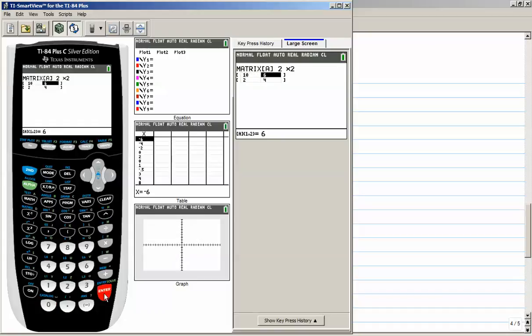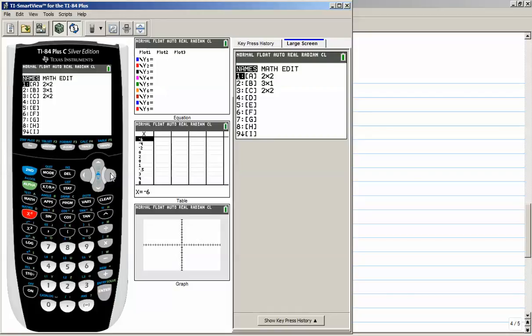10, enter, and notice it goes across. And then I need -2. And now it goes down to the bottom left. I need -7 and 3. And there's matrix A. To get out of this, I think I can do second matrix, which takes me back to my menu. I want to go over to edit and down to matrix B and hit enter. Now I have matrix B.